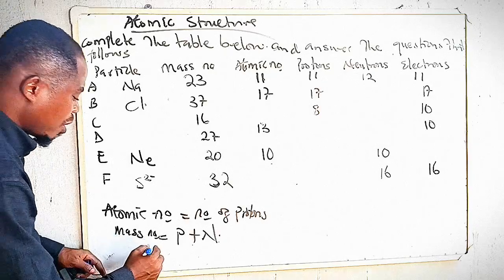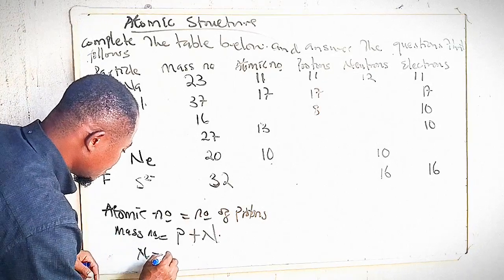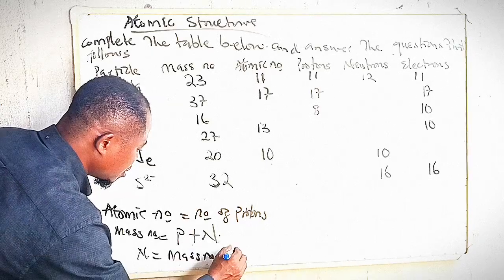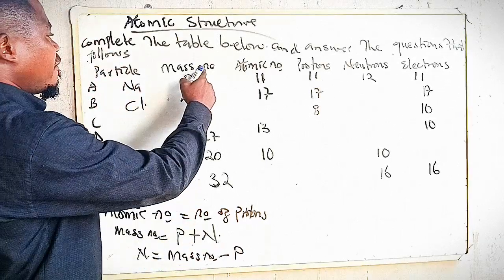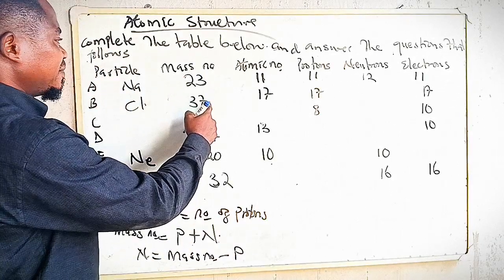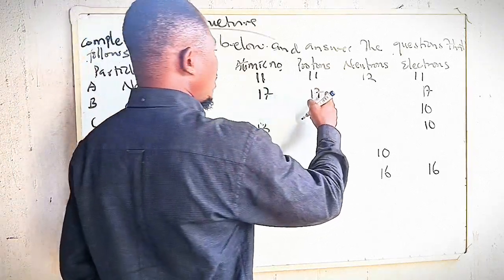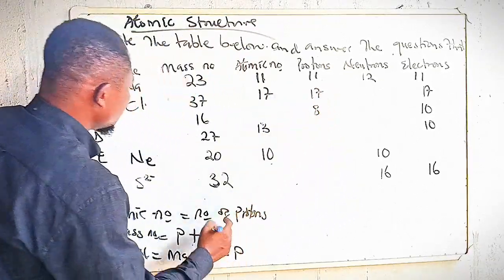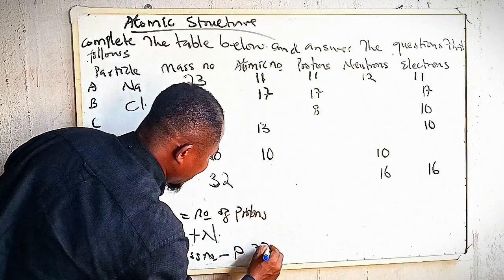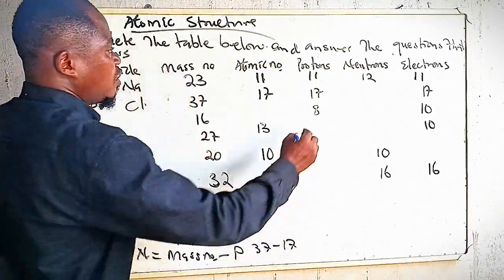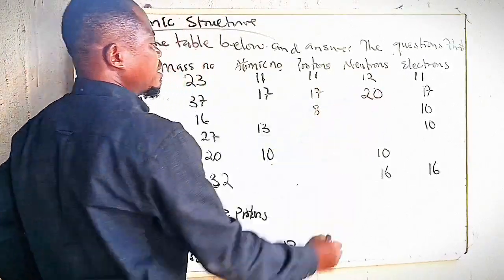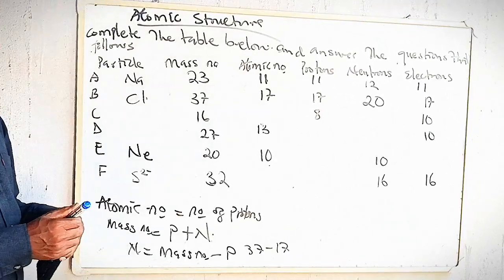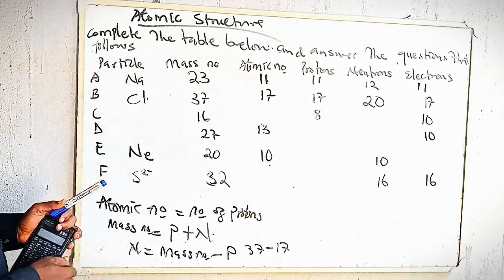Number of neutrons will be equal to mass number minus protons. So we have mass number to be 37, and we have number of protons to be 17. So our number of neutrons will be 37 minus 17, and that will give us 20 as the number of neutrons. Are you following? Alright, let's continue.